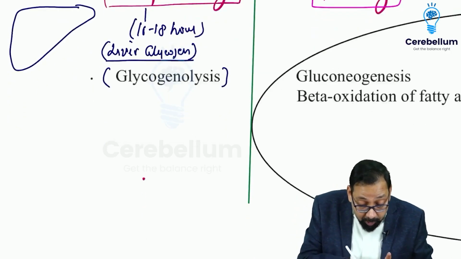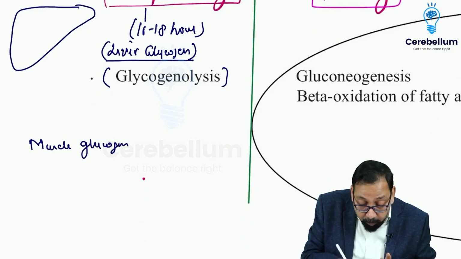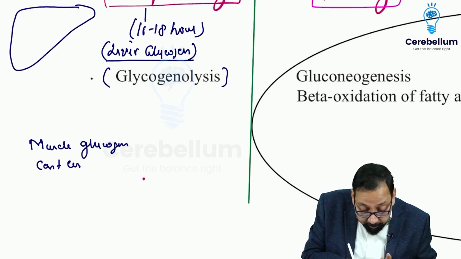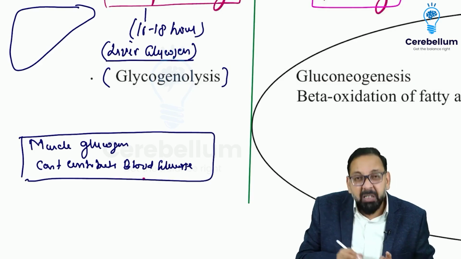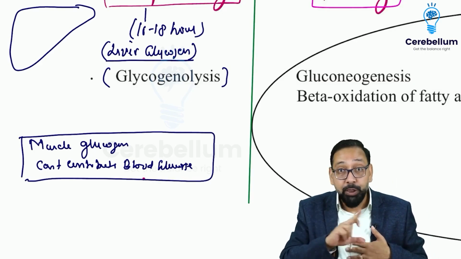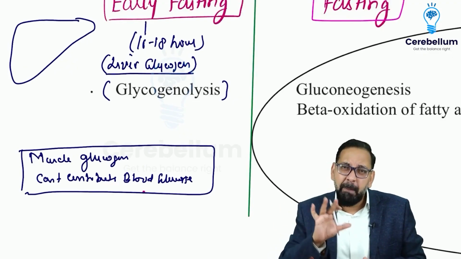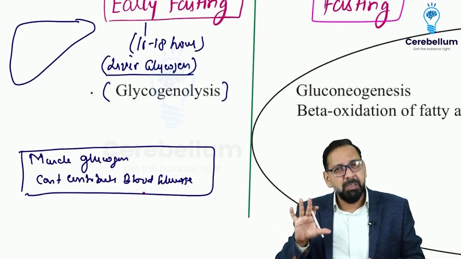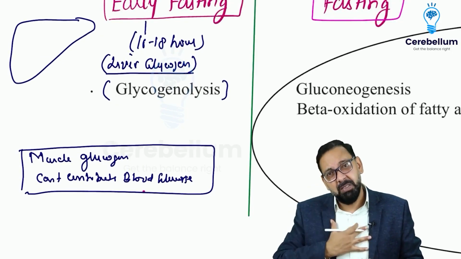I mentioned liver glycogen. Why not muscle? Muscle glycogen can't contribute to blood glucose. Mnemonic: muscle is selfish. Muscle says, myself, my glycogen I will use, I will not give to blood. But the liver says, okay, I will maintain blood glucose up to 16 to 18 hours. Yes, muscle can't contribute to blood glucose. Muscle is selfish.